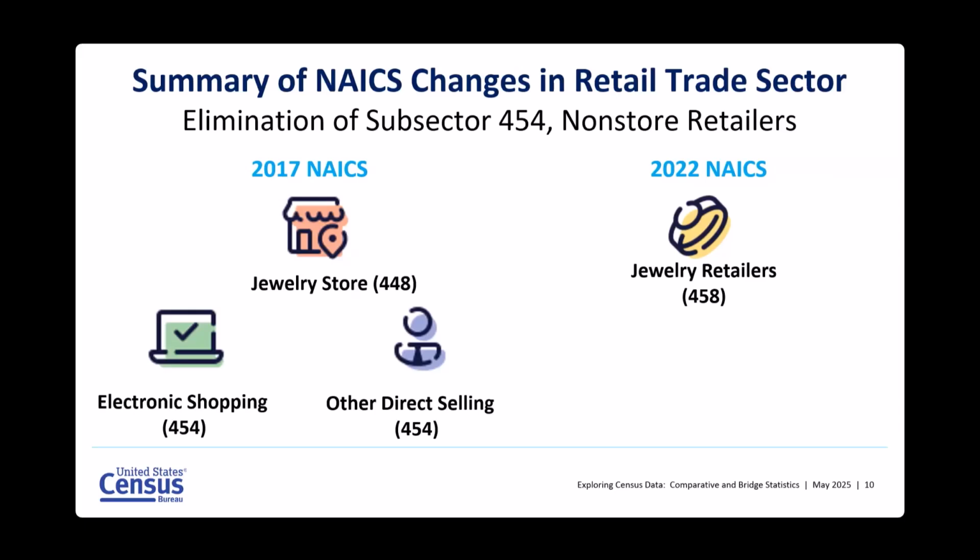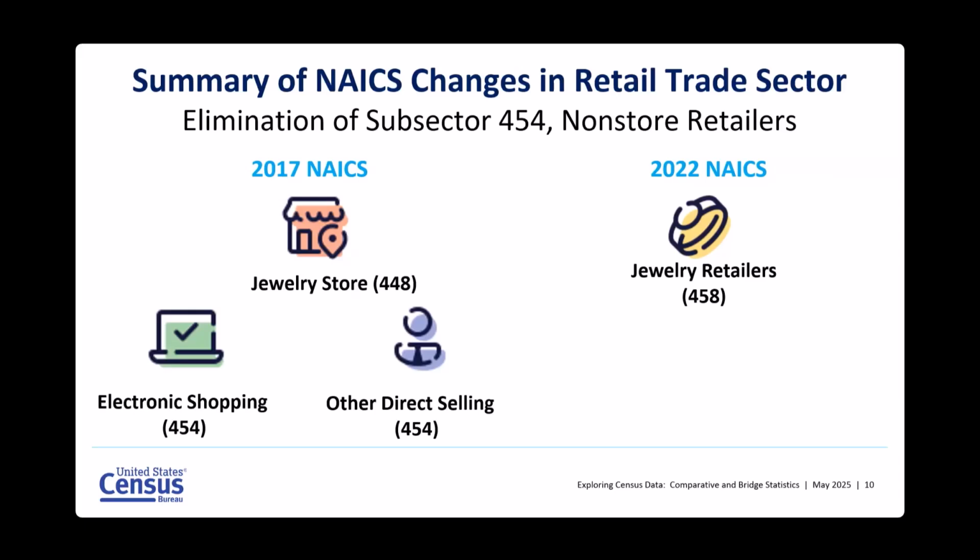Electronic shopping, mail order houses, and other direct selling establishments were distributed throughout the new retail trade structure in the same way as retail stores. Vending machine operators and fuel dealers were retained as 6-digit industries in new subsectors. Multiple 2017 industries were collapsed into new 6-digit industries, and other content changes were made in the sector.